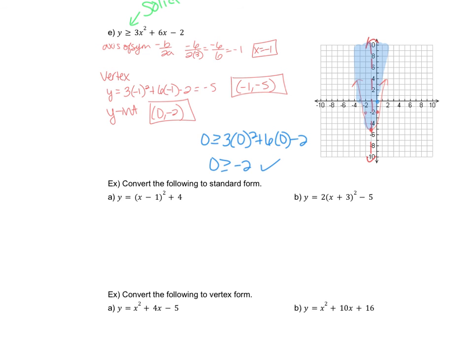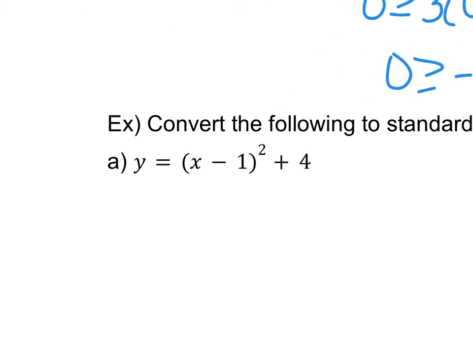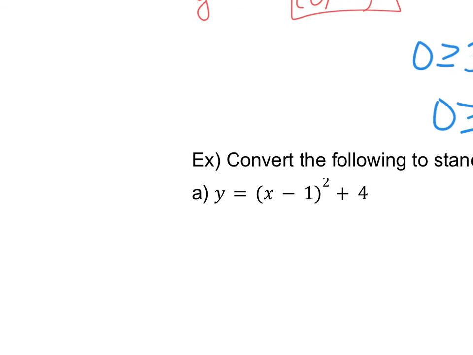So we're going to take a break from graphing for a second. If you like to graph in standard form always, I'm going to teach you how to convert from vertex form to standard form, and then vice versa. So this is the easiest one, or easier, I should say. This is already in vertex form. So remember, vertex form is y equals a times parentheses x minus h squared plus k.